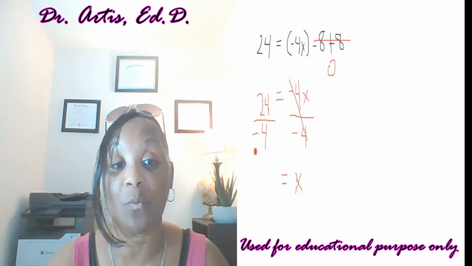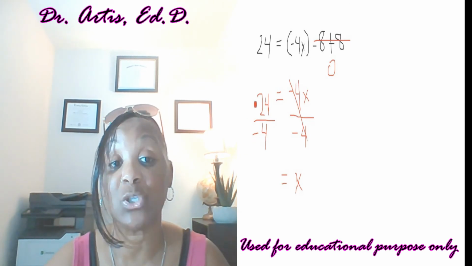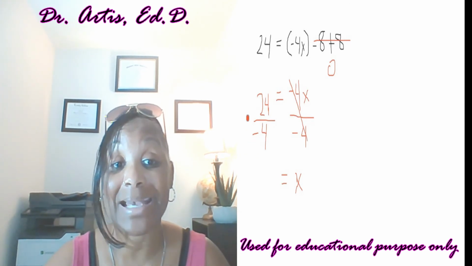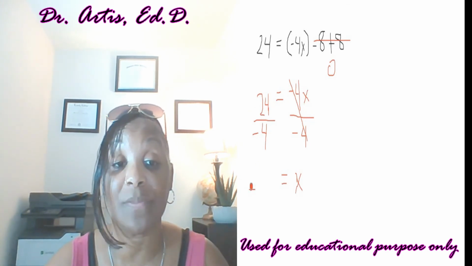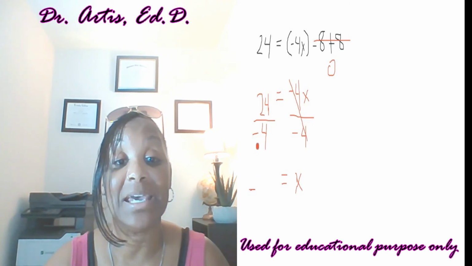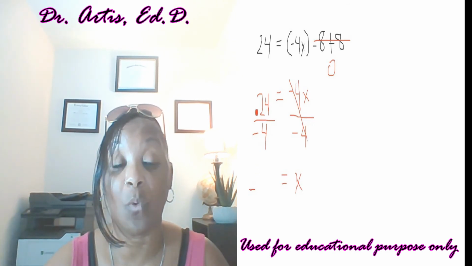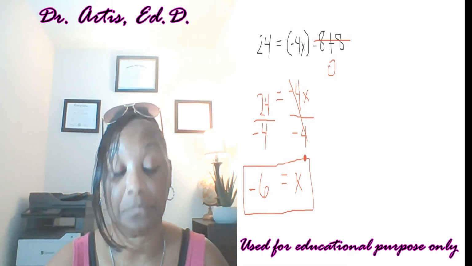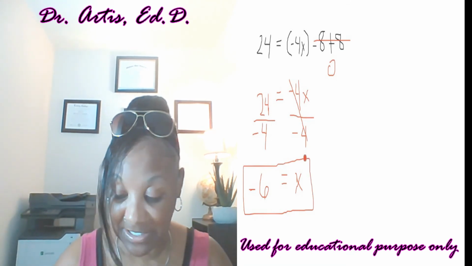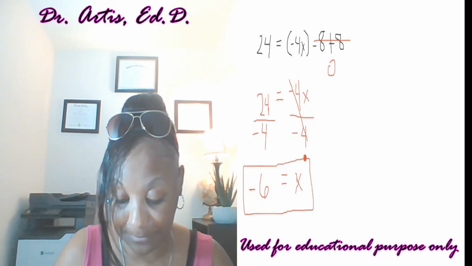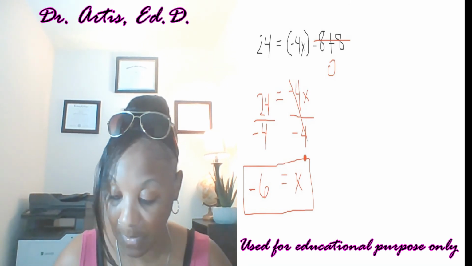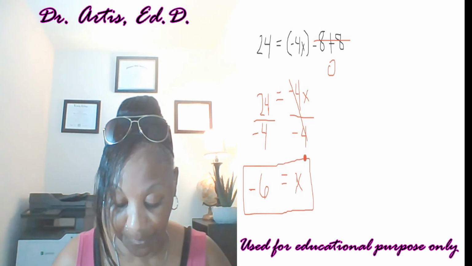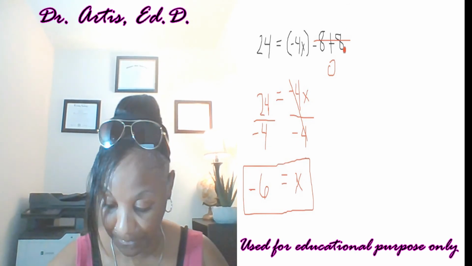So we have x equals 24 divided by a negative 4. A negative and a positive when you're dividing gives you a negative. You need to make sure that you know the rules. And then 4 into 24 will give us 6. And so x is equal to a negative 6. Okay, and that is for number 23. Okay, so now let's look at one other problem.